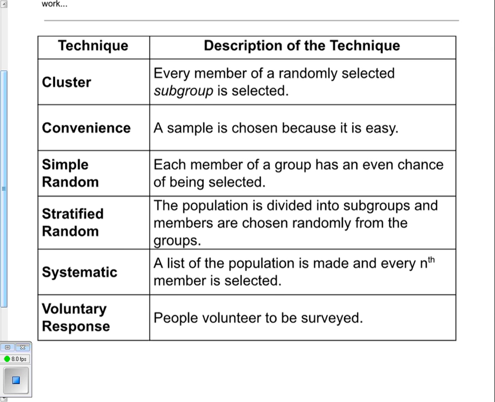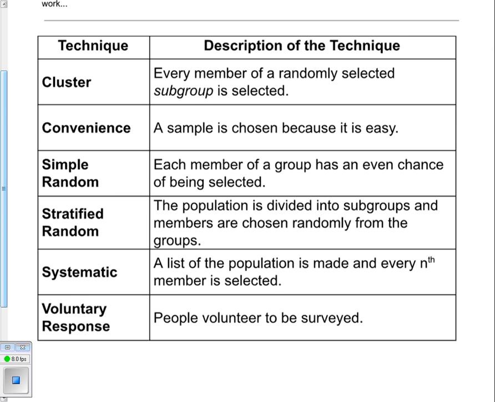The last one is simply voluntary response. Voluntary response is where people choose to be surveyed. Classically, if you go to, for example, TSN's website or ctv.ca, they will often have a reader opinion poll question there. You can choose to do the poll, you can choose not to do the poll. Either way, it's completely voluntary. So those are the 6 sampling techniques: cluster, convenience, simple random, stratified random, systematic, and voluntary response.